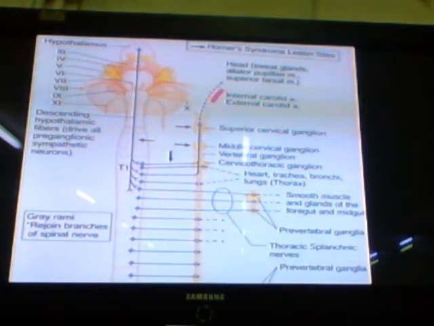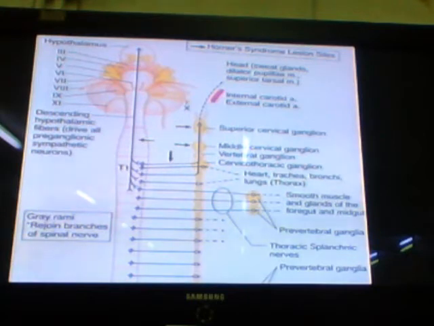We say you get a Horner syndrome. What are the components of the Horner syndrome? Once you look at the person, the eyelid will be drooped. Yes? Partial, because the levator palpebrae not only has sympathetic input. Okay? What else would you see?